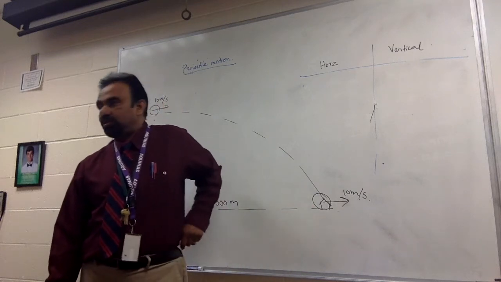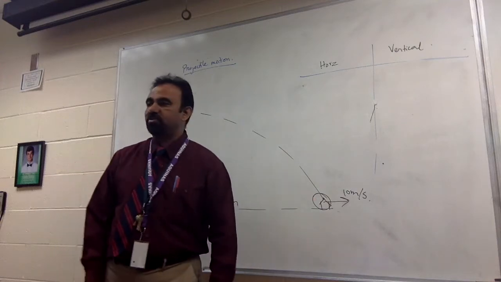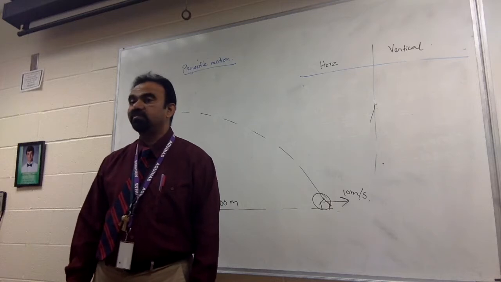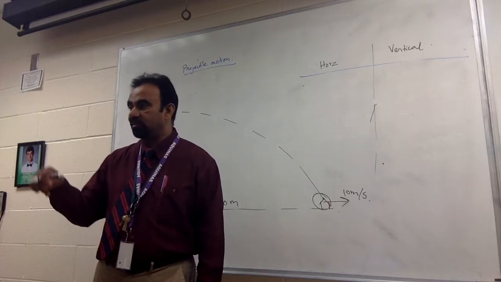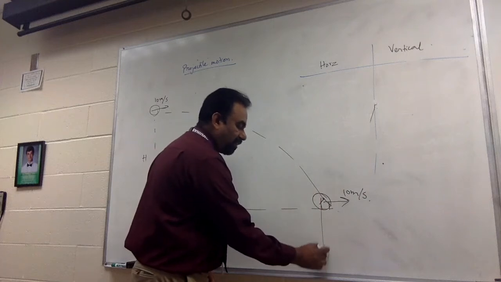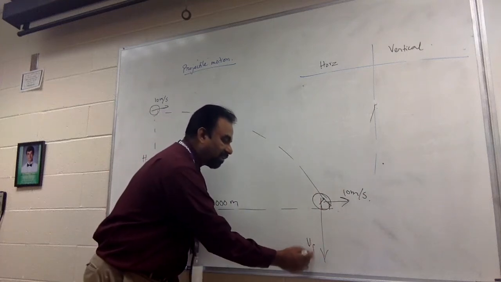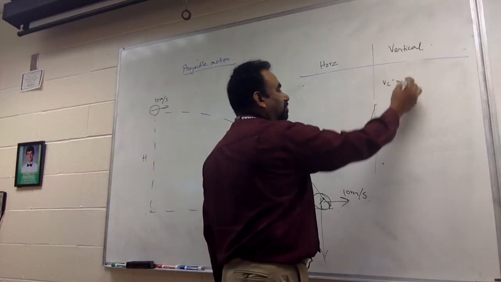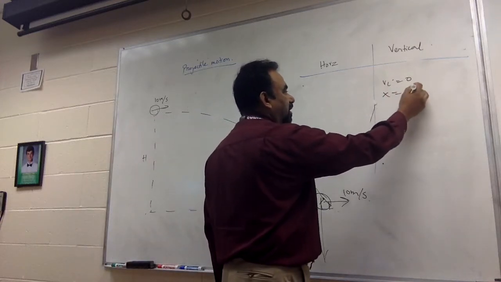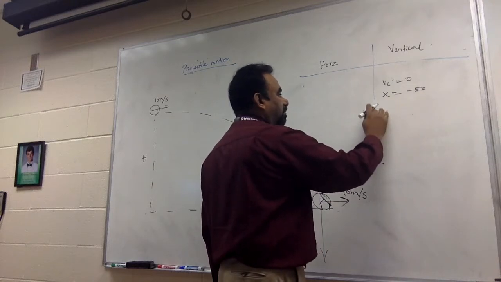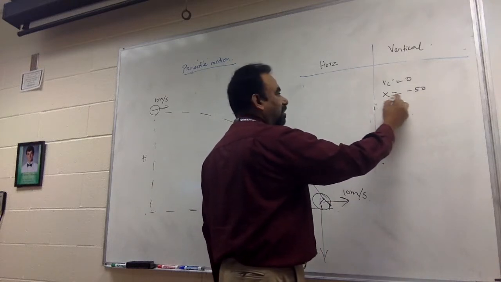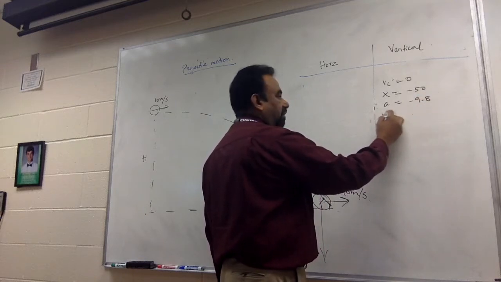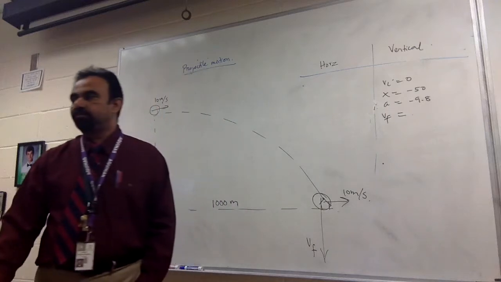Now what do you need to do? Is it hitting the ground at 10 meters per second? No, because it's also moving downward. So we need to find the final velocity. We have the initial velocity is 0, the displacement as minus 50, the acceleration is negative 9.8, and we need to find out the final velocity. What equation will connect all those?